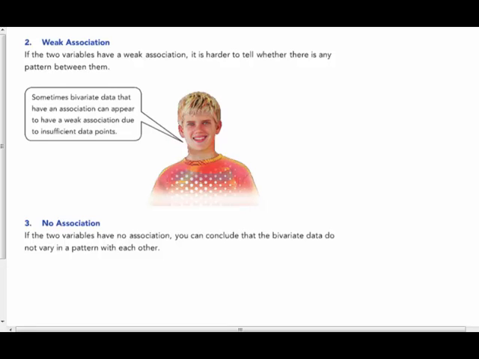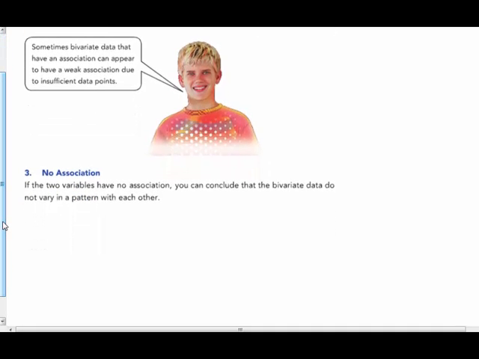If the two variables have a weak association, it's harder to tell whether there is really a linear or nonlinear, a positive or a negative other pattern between them. So sometimes bivariate data that have an association can appear to have a weak association due to insufficient data points. When there is no association, you can conclude that the bivariate data do not vary in a pattern with each other.